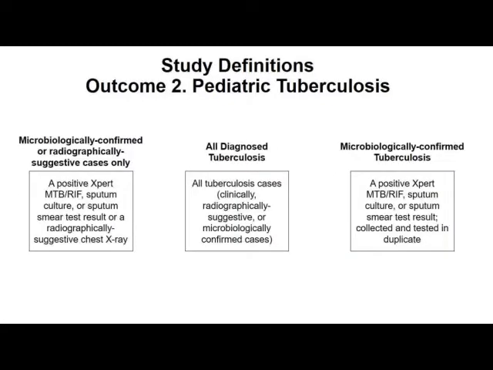For pediatric tuberculosis, again, this is a difficult diagnostic measure, so we tried to take a more comprehensive approach. We had 3 different definitions. In the middle was our primary definition, which was all tuberculosis cases diagnosed clinically, radiographically, with suggestive results, or with microbiologically confirmed results. So that was our main outcome. On the right-hand side, another outcome for pediatric tuberculosis was only microbiologically confirmed cases. And then another outcome was only microbiologically confirmed or radiographically suggestive cases. So, multiple definitions.